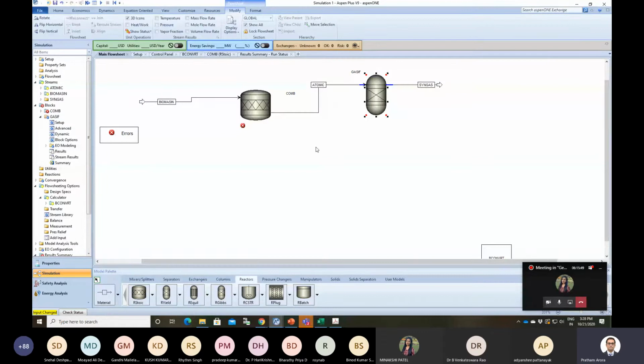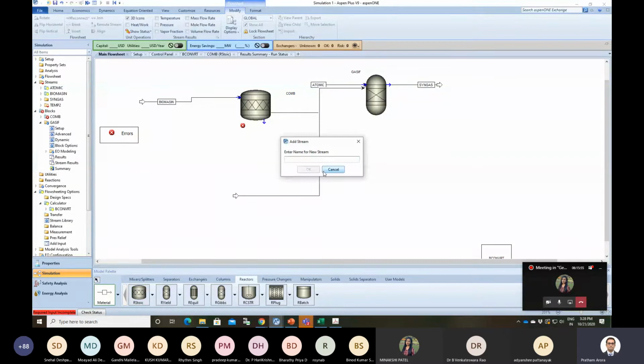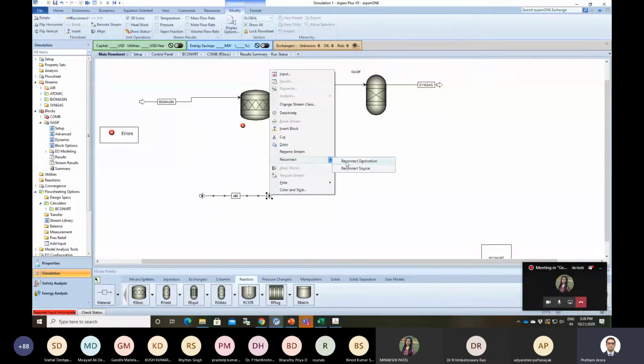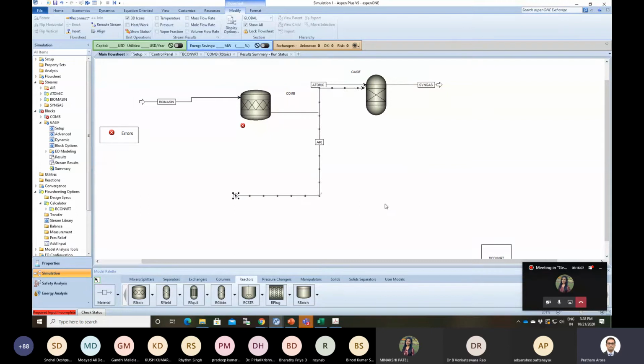But wait, where is the air coming in? We need to give in some air as well. So this air would be entering at this point of the reaction, which is giving in air. And since you can see this arrow is outside, which means it hasn't been connected nicely, I would do it again. I would reconnect destination. So now we have the air coming in as well.